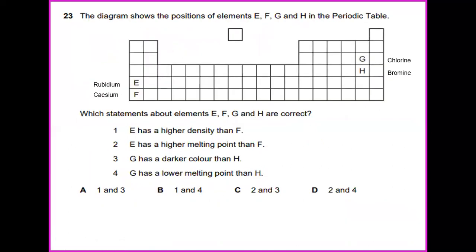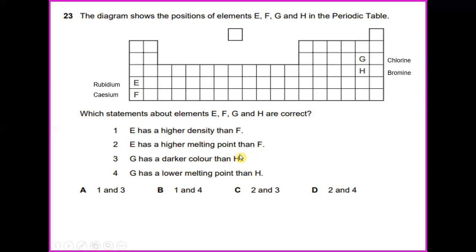Number 23. The diagram shows the position of elements E, F, G, and H in the periodic table. E actually represents rubidium, F represents cesium, G is chlorine, and H is bromine. Which statements about elements E, F, G, and H are correct? 1. E has a higher density than F. 2. Rubidium has a higher melting point than F. Yes, I agree with that. 3. Chlorine has a darker color than bromine. 4. Chlorine has a lower melting point than H.